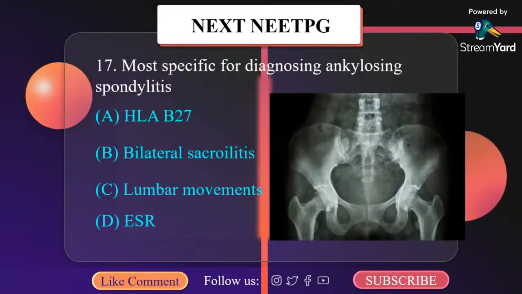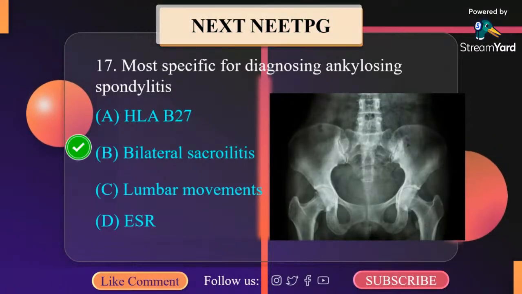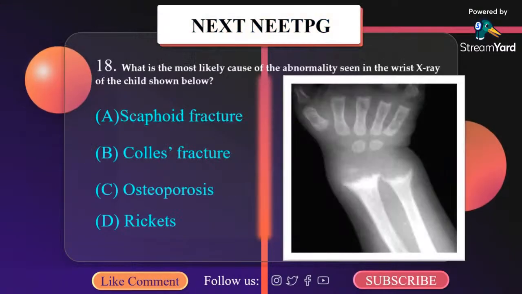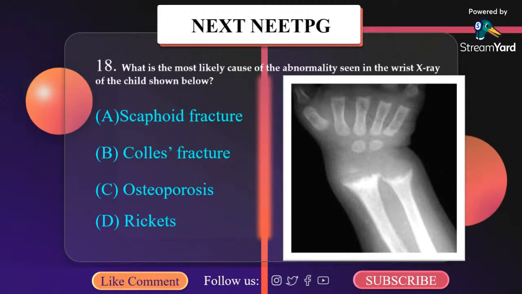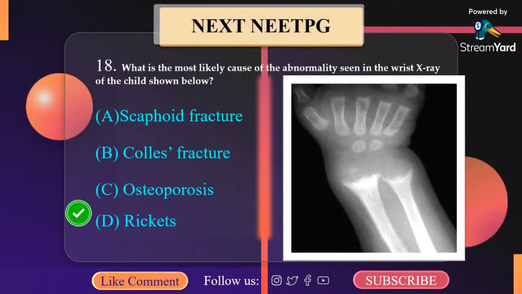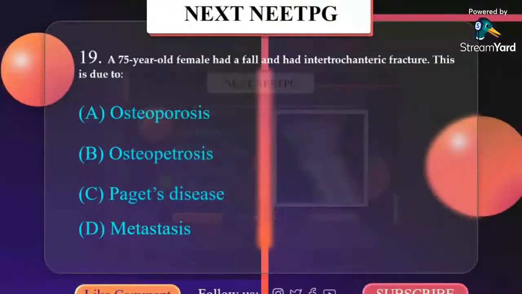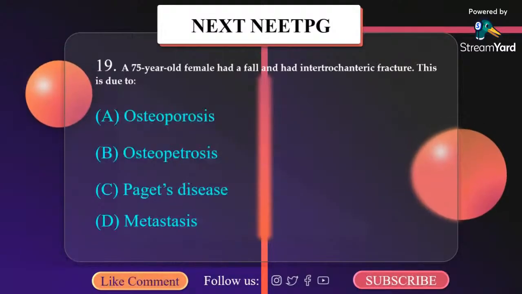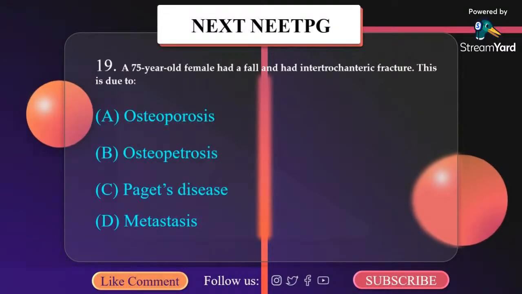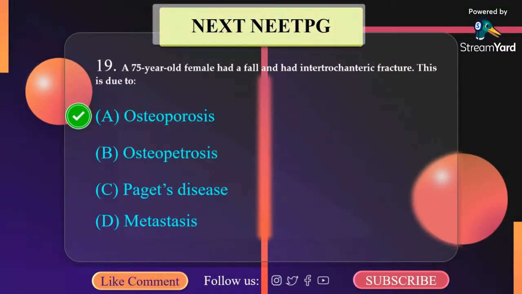Most specific for diagnosing ankylosing spondylitis is bilateral sacroiliitis. What is the most likely cause of the abnormality seen in the wrist X-ray as mentioned below? Rickets. A 75-year-old female fell and had an intertrochanteric fracture; it is due to osteoporosis.